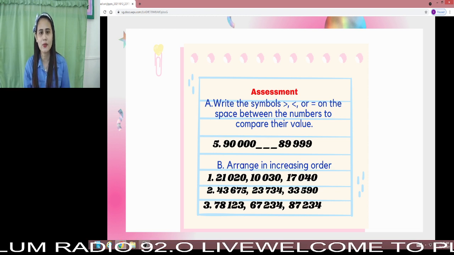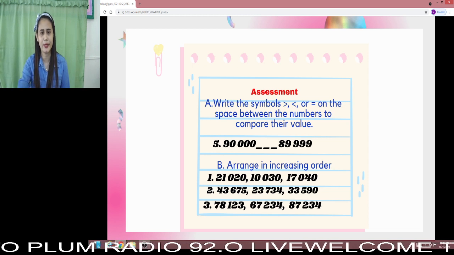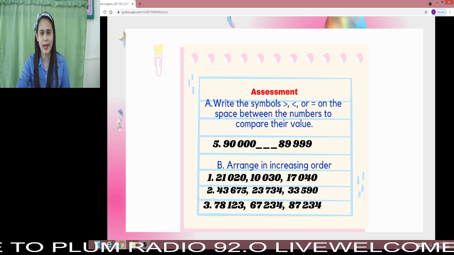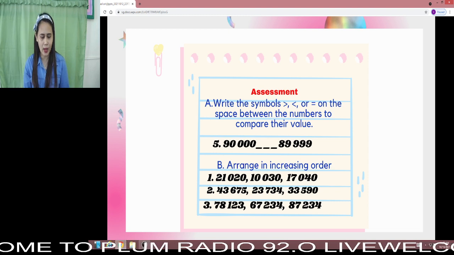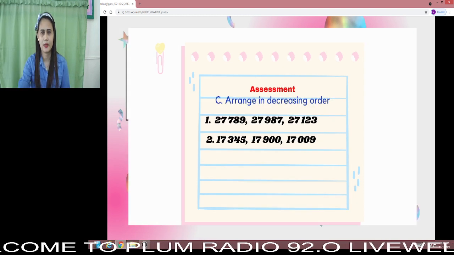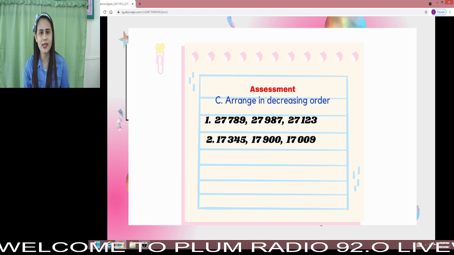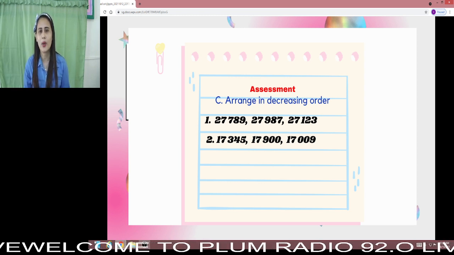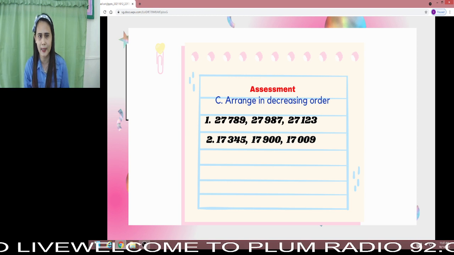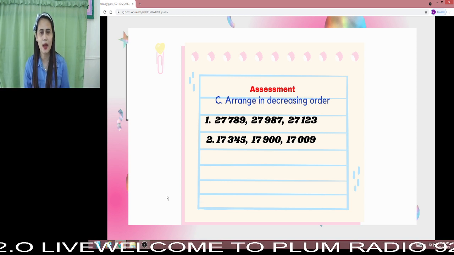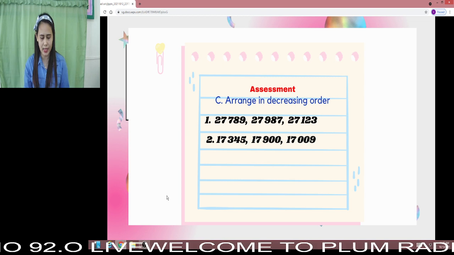Number 2, 43,675, 23,734, and 33,590. And for number 3, 78,123, 67,234, and 87,234. For letter C, arrange in decreasing order. Number 1, 27,789, 27,987, and 27,123. And number 2, 17,345, 17,900, and 17,009.